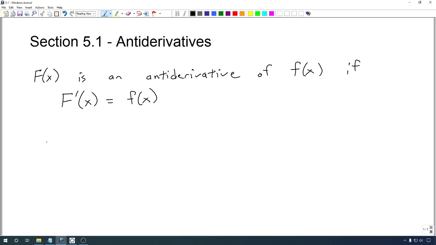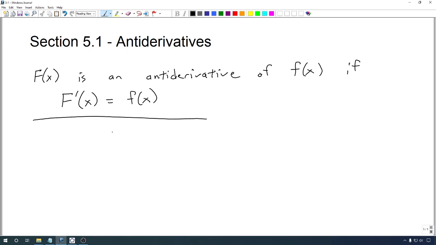One thing to note is that antiderivatives are not unique. If you have a function that's differentiable, you can differentiate it and you'll always get the same answer. Maybe it'll be a slightly different form, but you can always at least do some algebra to put it into the same formula. That's not true with antiderivatives.